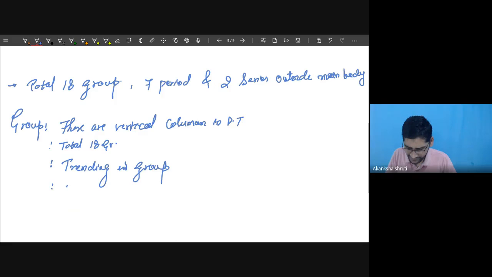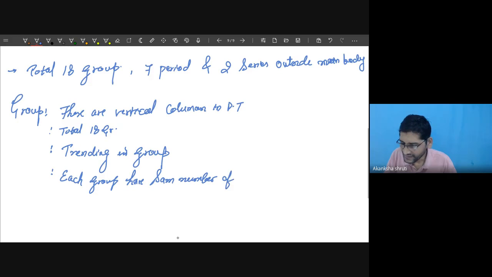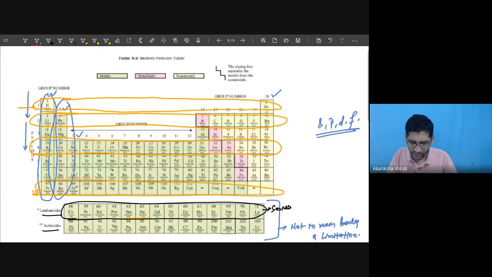So each group has the same number of valency and valence electrons. If you are moving down the group, you will observe that sodium is of bigger size, even potassium is much bigger. The rubidium, cesium, francium are even bigger than that.